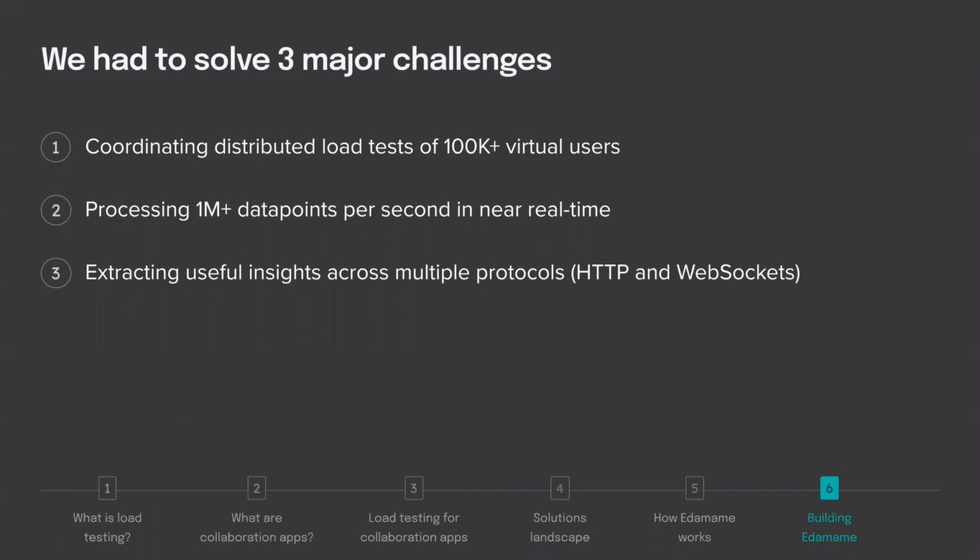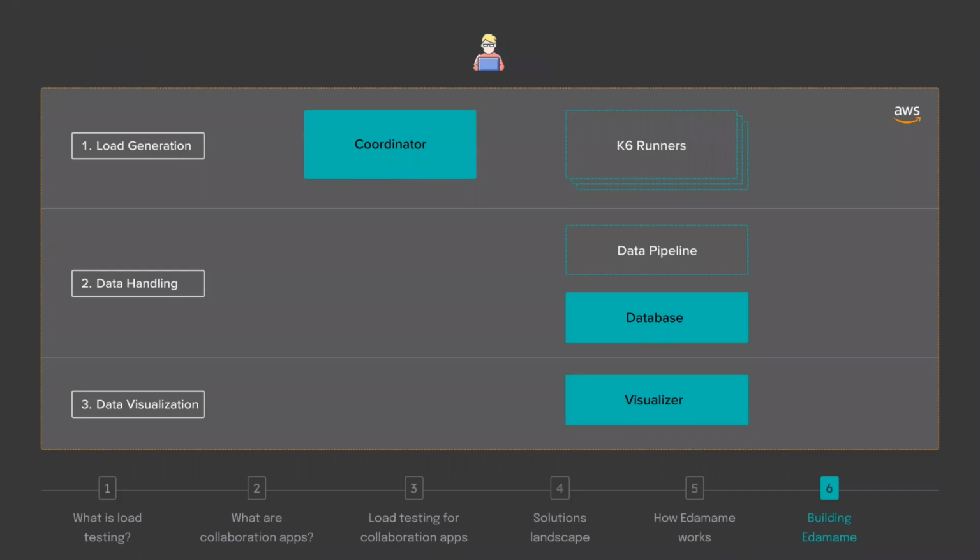The first challenge was coordinating distributed load tests of greater than 100K virtual users. The second challenge was then processing 1 million plus data points per second in real time so that we could visualize the data while it was coming in. And the third challenge was extracting useful insights across multiple protocols, which in our case was HTTP and WebSockets. Now, as you might notice, these challenges actually fall in line with the architecture that Luke went over previously. So the first challenge of generating 100K plus virtual users falls into the load generation category. The second challenge of processing 1 million plus data points falls into the data handling category. And the third challenge of extracting useful insights falls into the data visualization category.